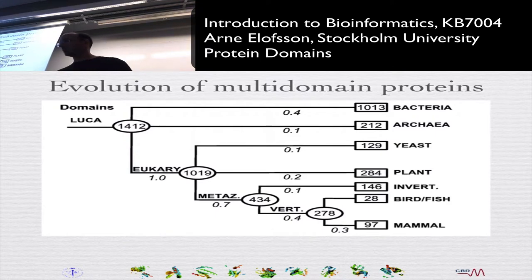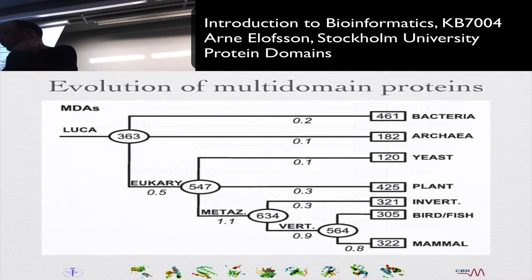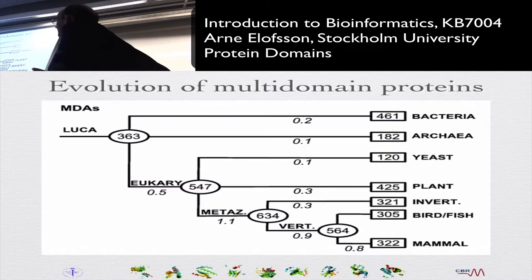So next question is, of course, what happened with these domain architectures? So domain architecture is the same idea, but we take unique domain architecture, unique combination of domain A and B, or A and B and C. So you can do the same thing. So you find 363 domain architectures, I guess this is excluding the single domains. So this is 363 that were combinations of domains found in all kingdoms of life.